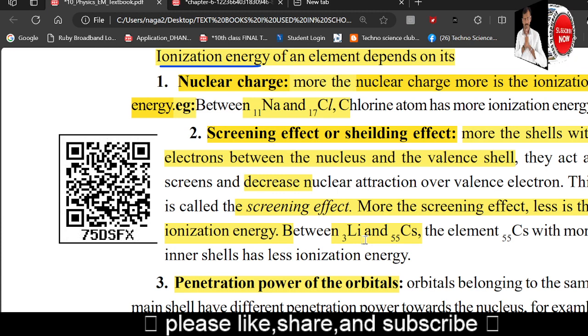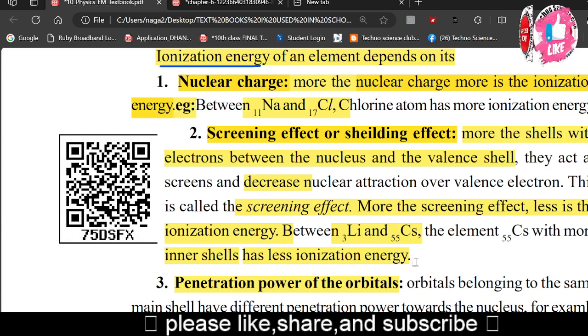But in cesium there are 5 orbits in between the valency shell and the nucleus. There are 5 screens between the nucleus and the outermost shell. So the attraction between the nucleus and the outermost electrons is less in cesium. So we can remove an electron from cesium very easily. Cesium has more inner shells, more shields, so the ionization energy is less in cesium.